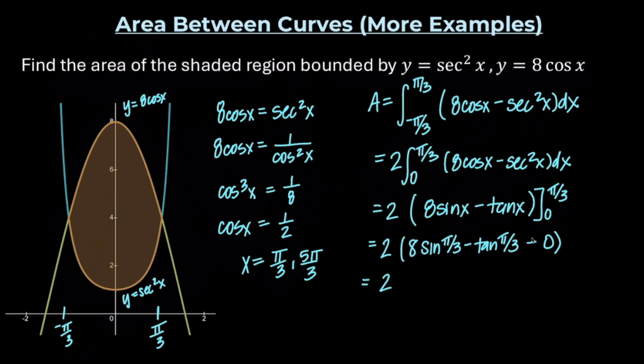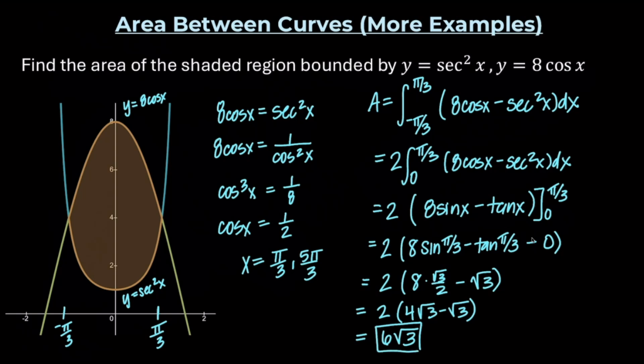So we have 2 times the quantity 8 times sine of pi over 3, that's radical 3 over 2, minus tangent of pi over 3, which is radical 3. And it's going to be pretty nice here. We're going to have 4 radical 3 minus radical 3 in the parentheses, which is 3 radical 3, times that 2 in the front. So we have a final answer of 6 radical 3. And because it's area, it would be units squared if units were provided.